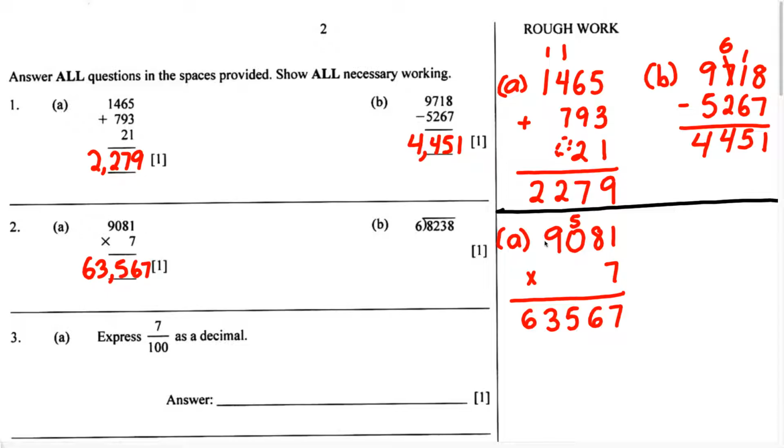Now let's do part B. Part B is going to be a division problem. And we have 8,238 divided by 6. And this is part B. Now, we can say 6 can go into 8 one time. We know 6 times 1 is going to give us 6. We're going to subtract that. 8 minus 6 is going to give us 2. Now we're going to bring down this 2.